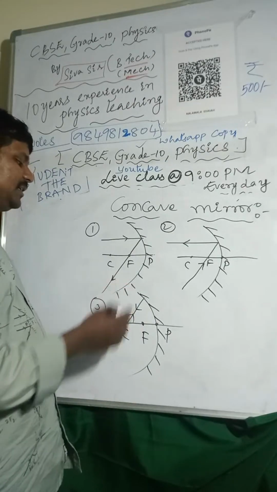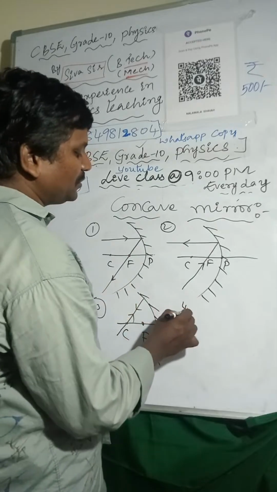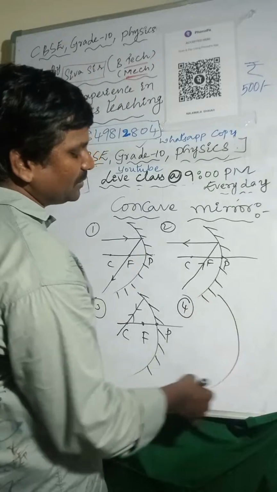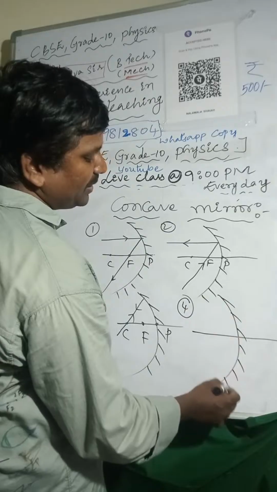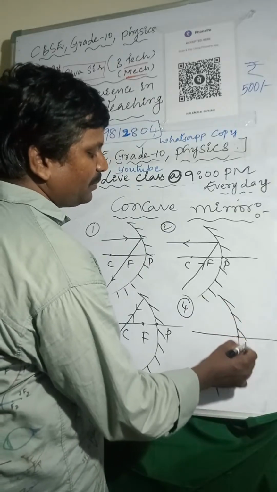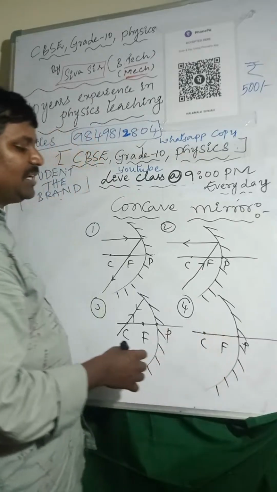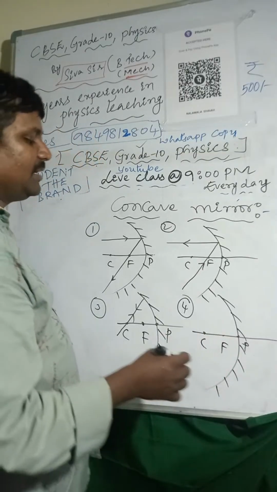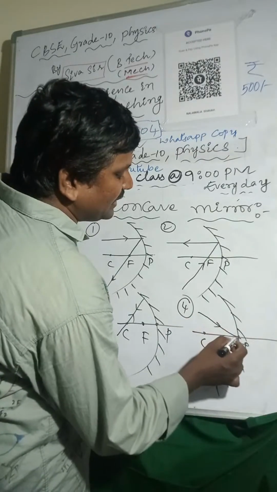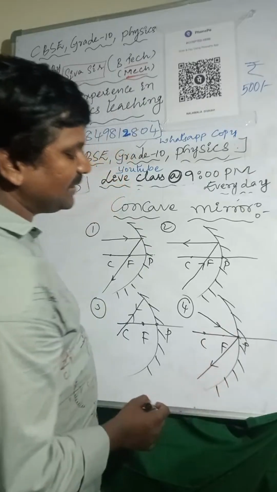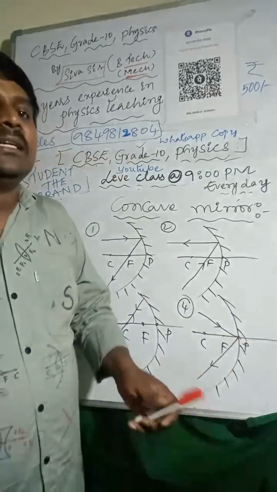If a light ray passes through the center of curvature, it retraces its original path. Coming to the fourth one: pole, focus, center of curvature. If the light ray is incident at the pole, it will reflect back into the same medium.